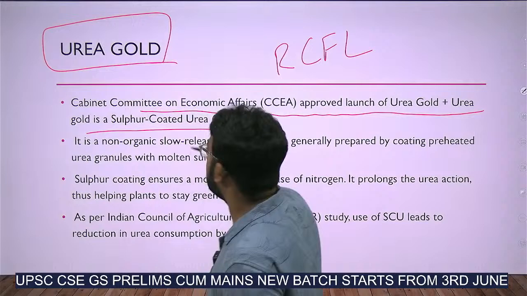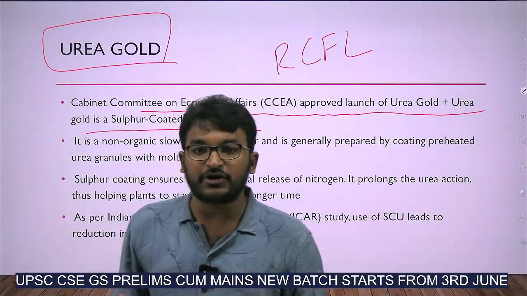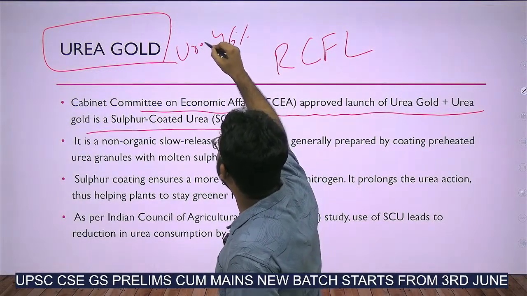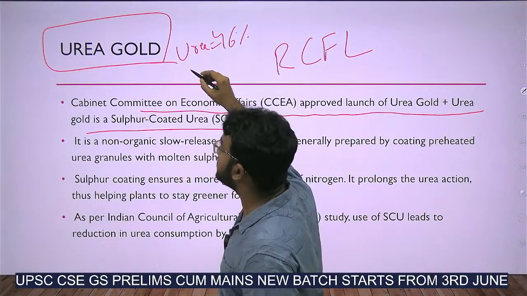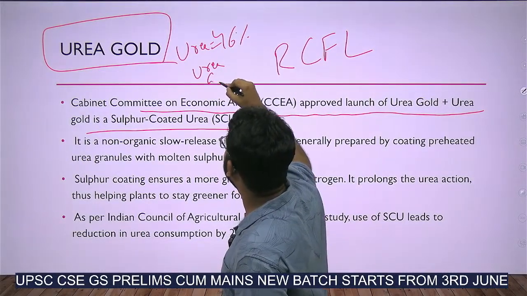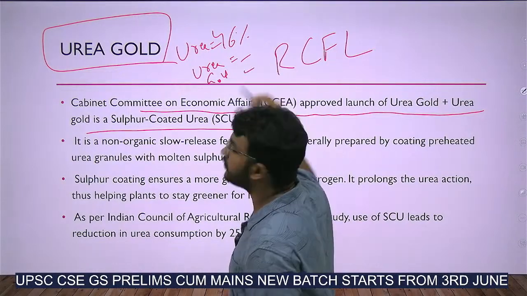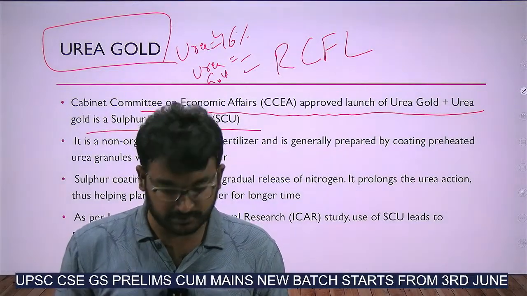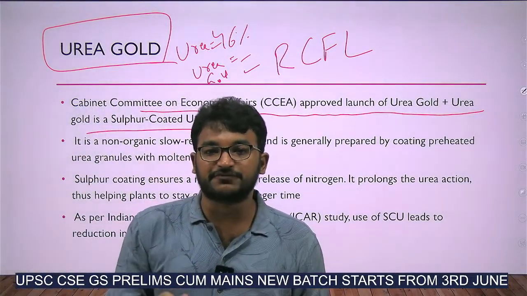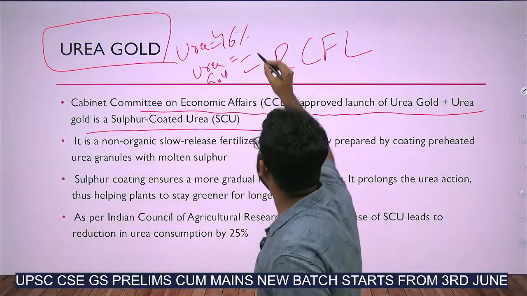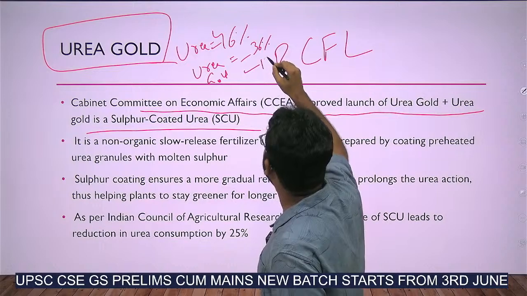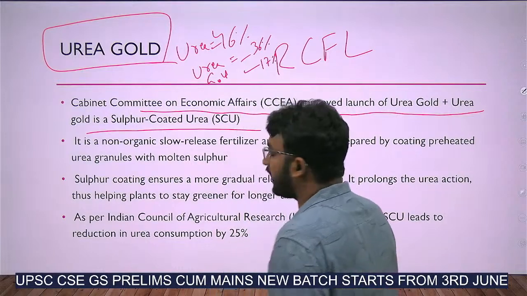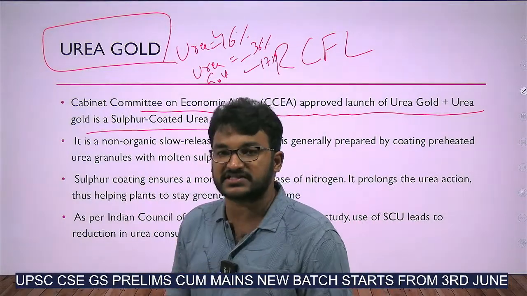Okay, and in normal urea, nitrogen content is 46%. Then what is the nitrogen percent in urea gold? Tell me. In normal urea it is 46%, but in urea gold it is 36%, and of sulfur is around 17%. We are adding sulfur, right? That's why. Okay. And with adding of this sulfur, what happens?